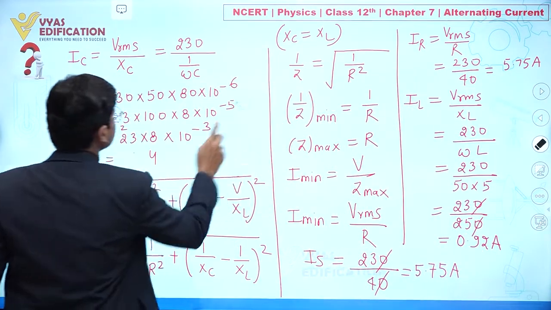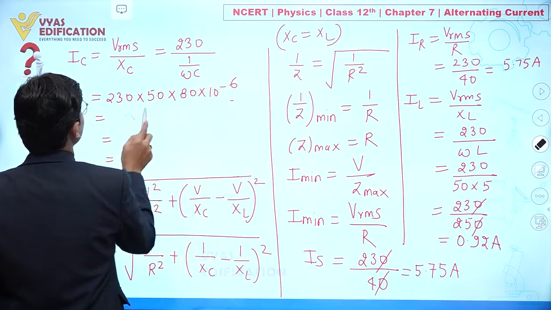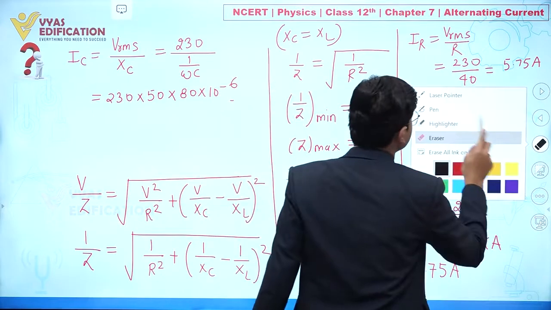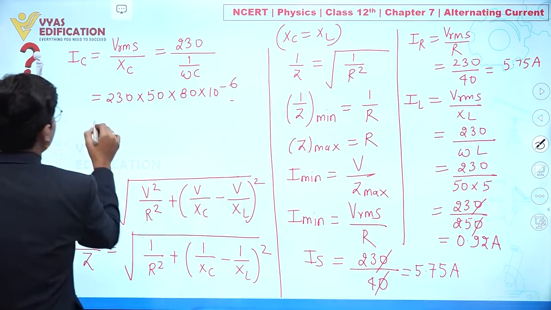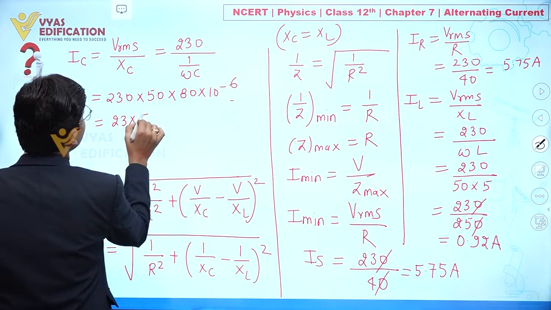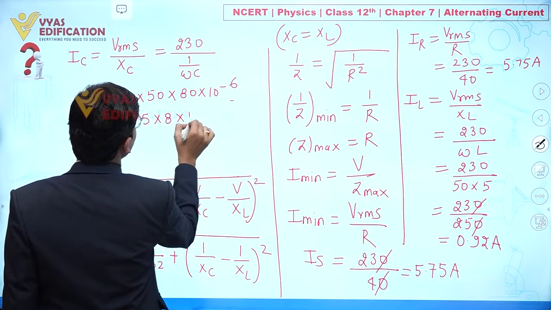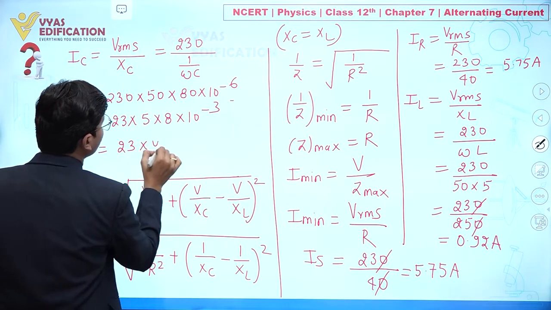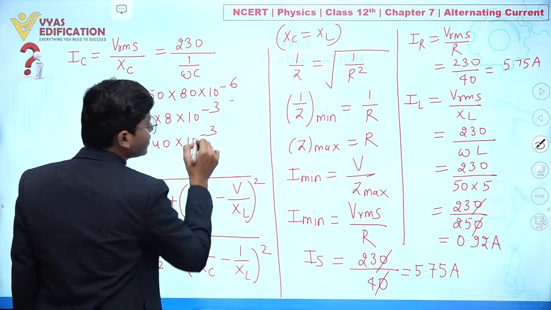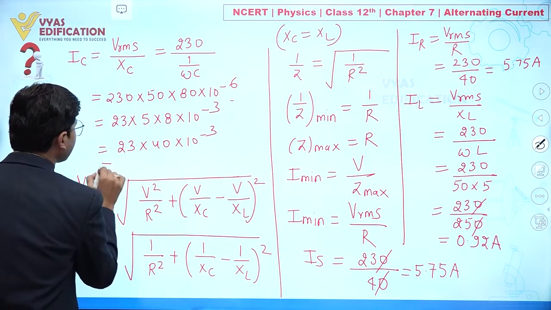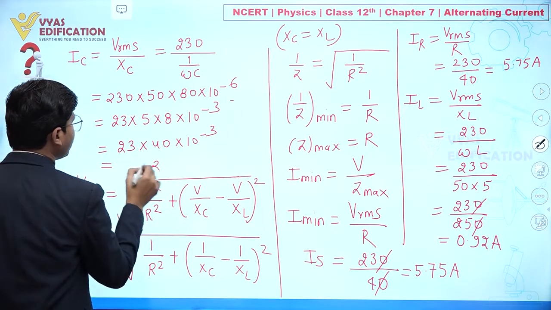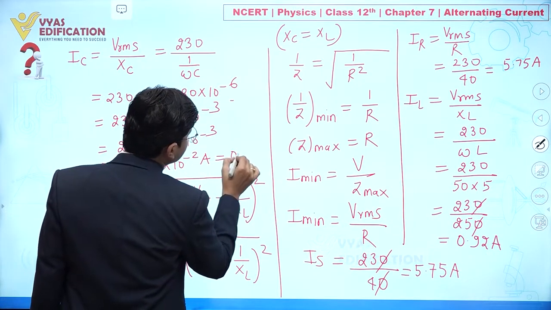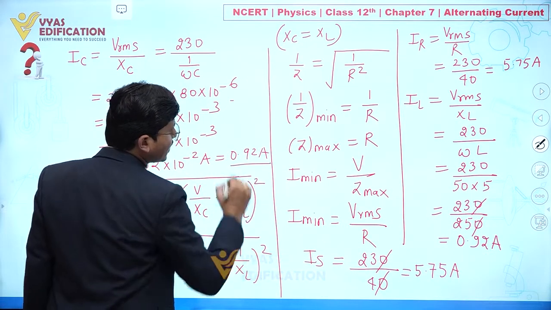So from here you can see in the calculation 230 multiply 50 into 80 into 10 to the power minus 6, clear. So we can write like this, 23 into 5 into 8 into 10 to the power minus 3, clear. So I can say this is 23 into 40 into 10 to the power minus 3, clear. So now I can write this is equal to 12, we have 1, so 92 into 10 to the power minus 2 ampere, or we can say this is 0.92 ampere, clear to everyone.